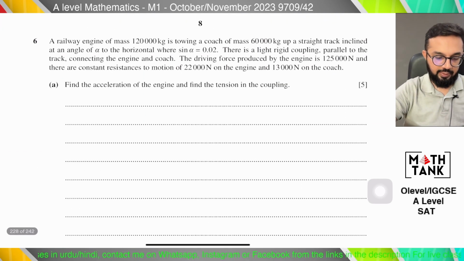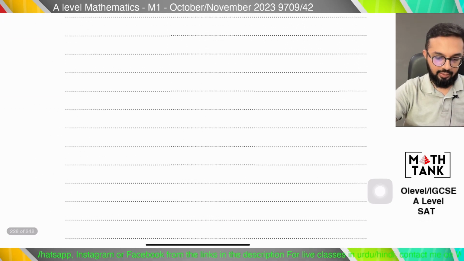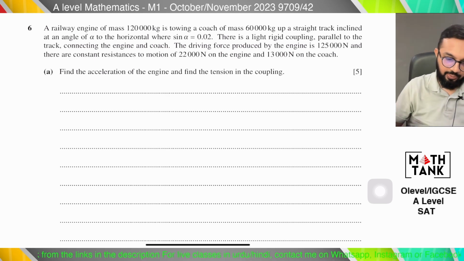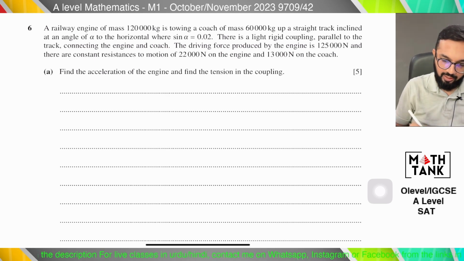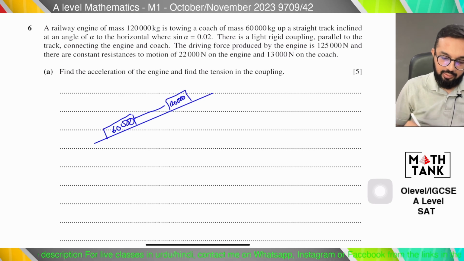Question number 6, and we have 7 after that. A railway engine of mass 120,000 is towing a coach of mass 60,000 up a straight track inclined at an angle of alpha degrees to the horizontal. So 120,000, 60,000, where sine alpha equals 0.02.